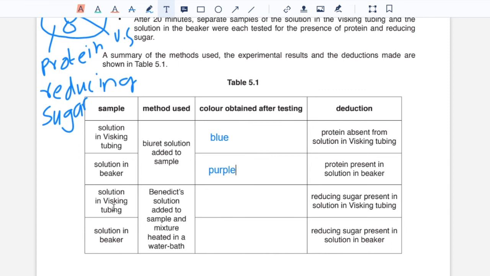Alright, the solution in Visking tubing is tested by Benedict's solution when it's added to the sample and the mixture is heated in a water bath.